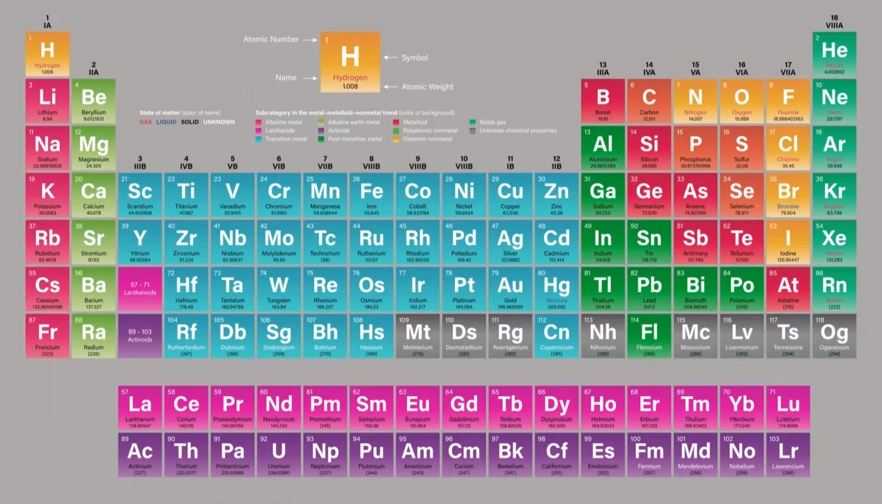Okay, so here's my periodic table. Hydrogen is right here, has 1 valence electron. Beryllium is right here, has 2 valence electrons. Oxygen is right here, has 6 valence electrons.